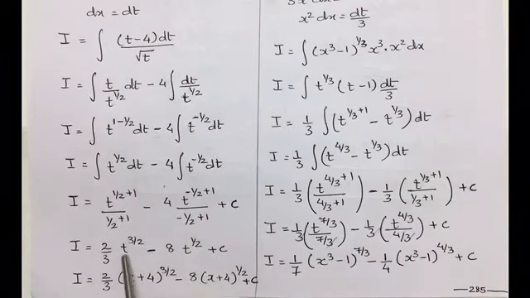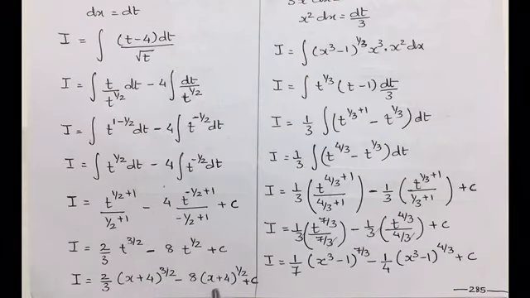Now keeping the value of t as x plus 4 for the final answer. So this is the final statement of the integration, that is 2 by 3 x plus 4 raised to the power 3 by 2 minus 8 x plus 4 raised to the power half plus c.